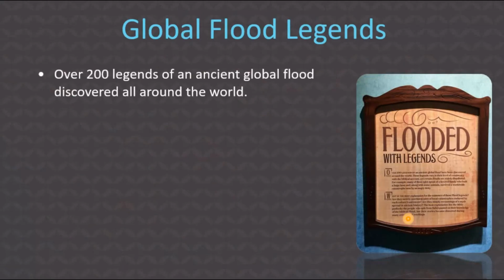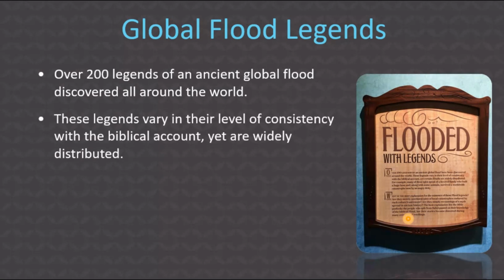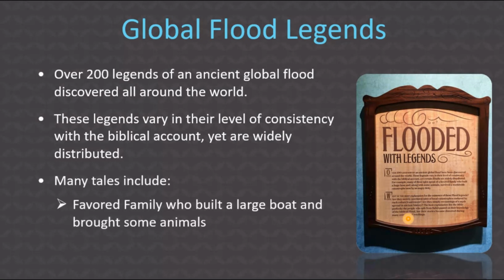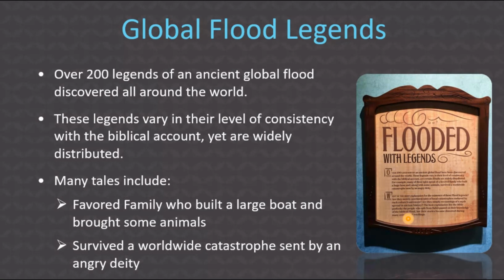How many are there? Well, there are over 200 legends of an ancient global flood discovered all around the world. These legends vary in their level of consistency with the biblical account, but they're widely distributed. Many tales include things like a favored family who built a large boat and brought some animals, and survivors of a worldwide catastrophe sent by an angry deity.